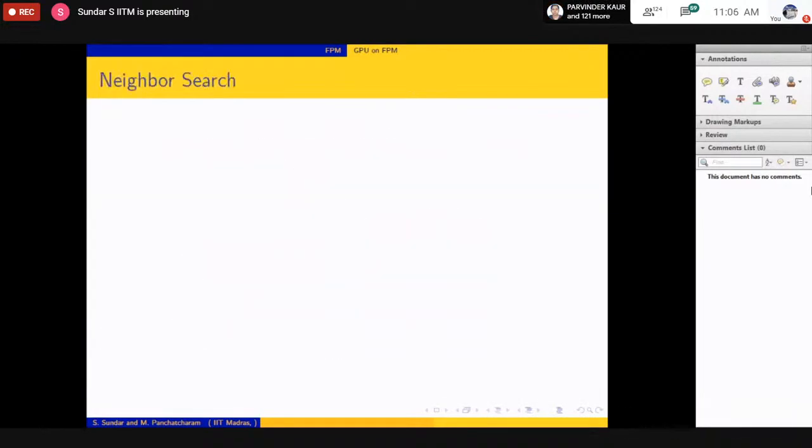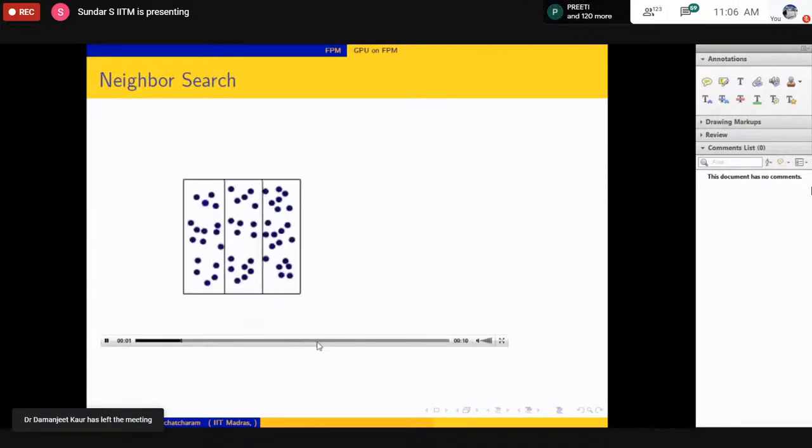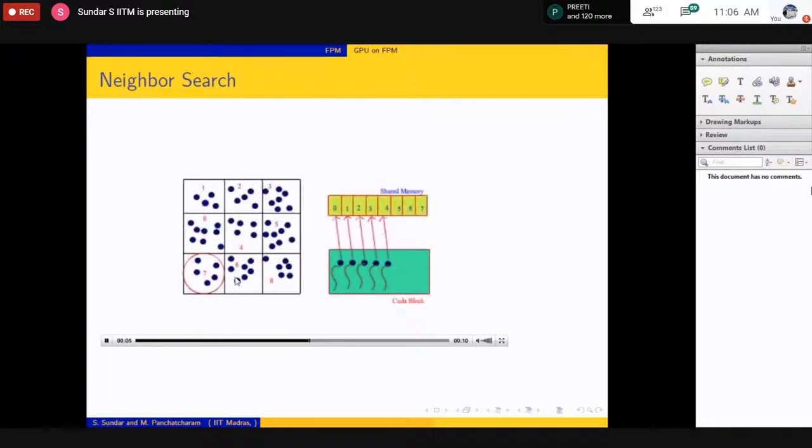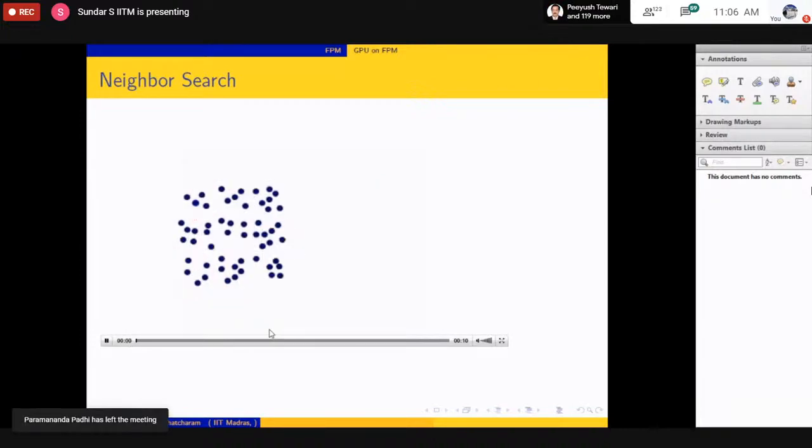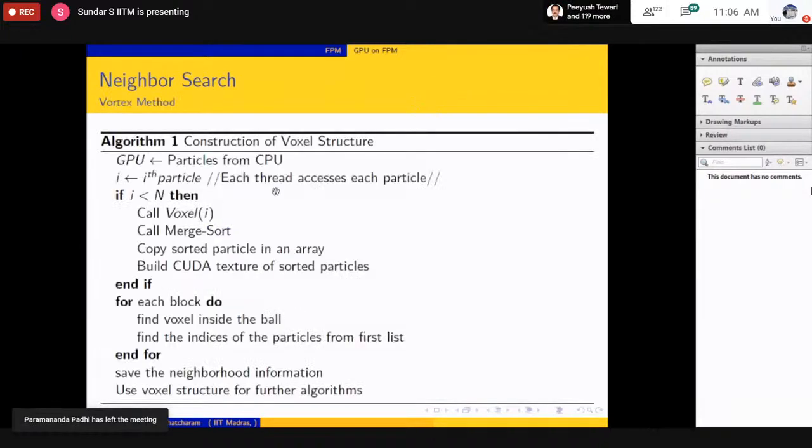Result indexing I'm using for neighbor search. The neighbor search is basically we put particles into blocks, and through these particular blocks I am searching for the neighbor. The algorithm which I am using for neighbor search is the voxel method, which is called construction of voxel structure.